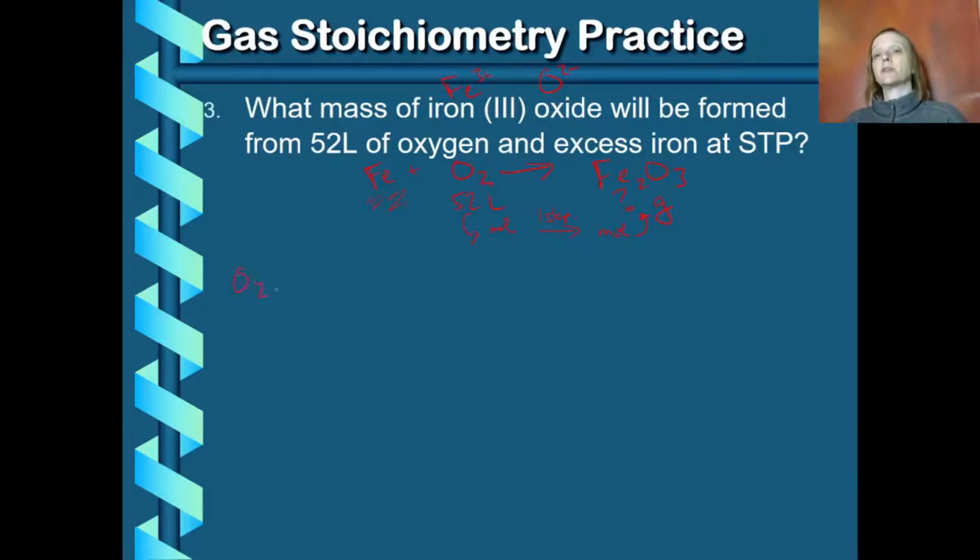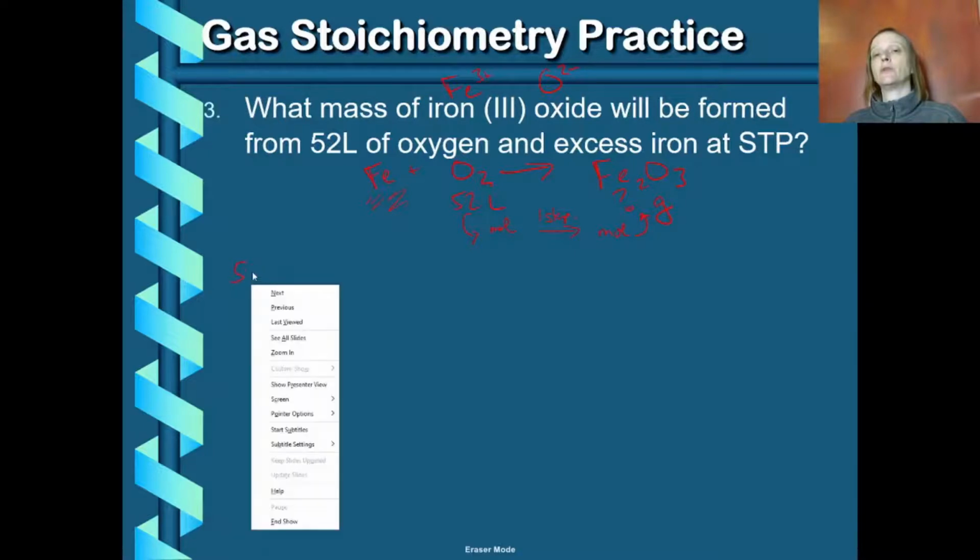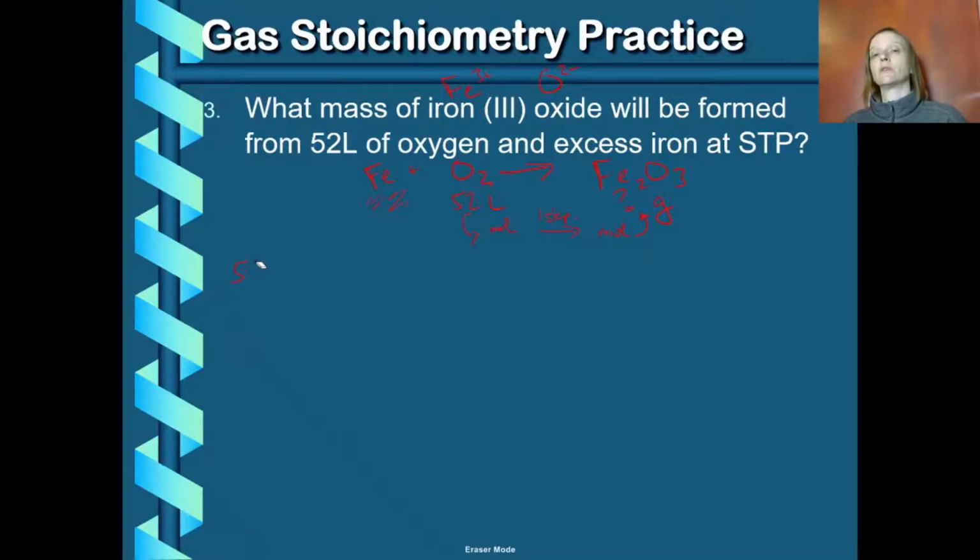I'm starting with oxygen, and I have 52 liters of oxygen to start. And then I want to get rid of my liters of oxygen because I'm going to convert to moles of oxygen. And I know that I have 22.4 liters for every 1 mole.